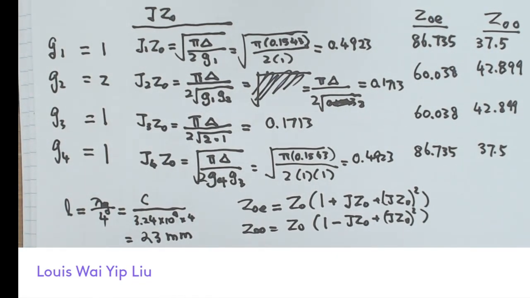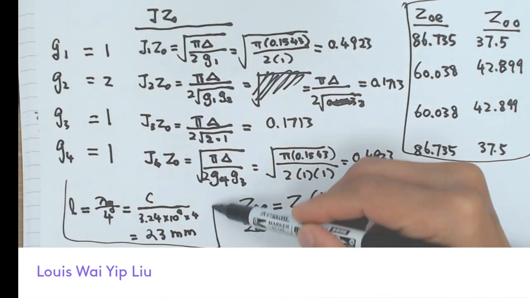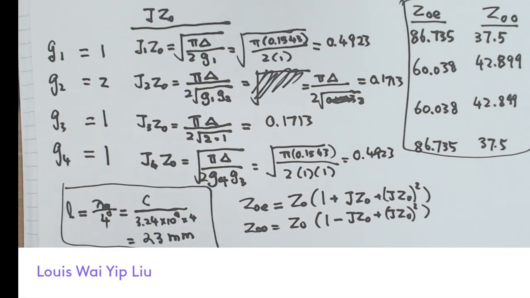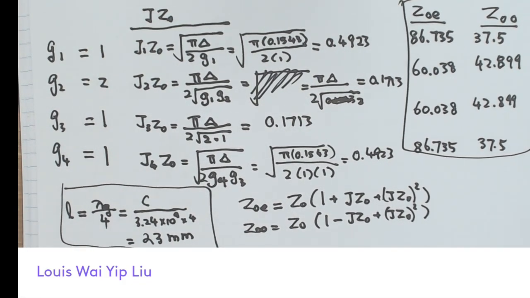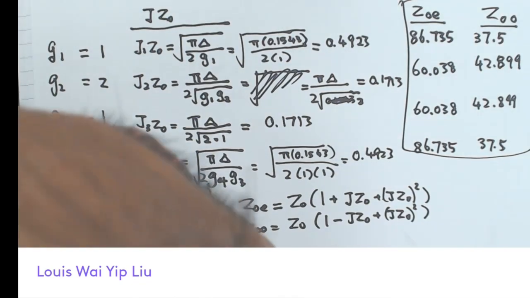Now, with all this value and together with the length, then you can just design a filter. You can just implement the filter. But instead, I'm going to show you how we can use the public domain software to implement this filter. So I'm going to switch you to another window.